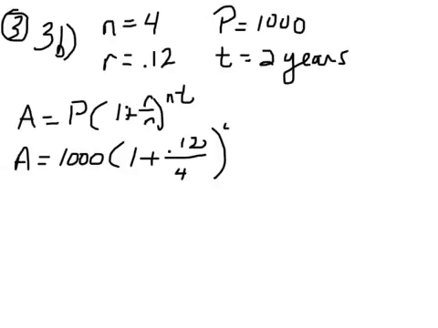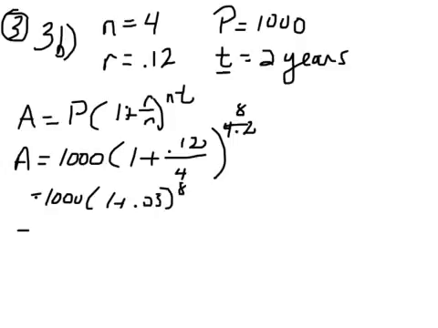Well, n is 4, and in this case, t is 2, so 4 times 2 is going to be 8. So you'll put this in your calculator. It'll be 1,000 times 1 plus, I'm going to go ahead and just divide that out separately. 0.12 divided by 4 should be 0.03. Well, it is 1,000 times 1.03 to the 8th power.